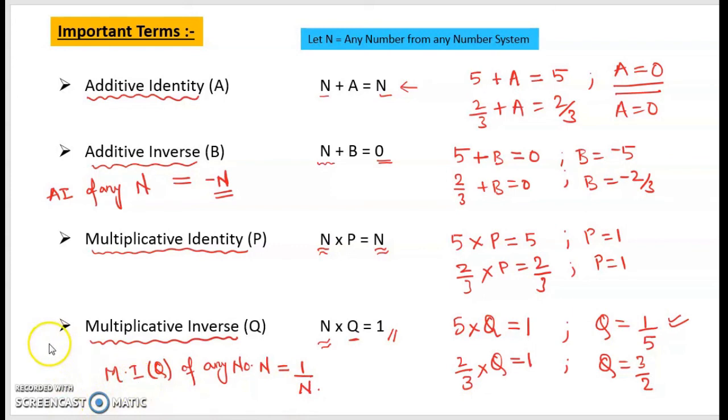I hope, students, you got the in-depth understanding of all these terms. These terms are very important and frequently asked in exams.